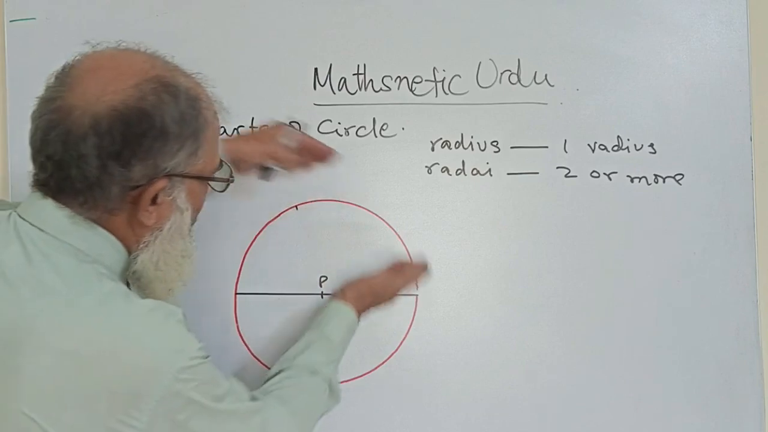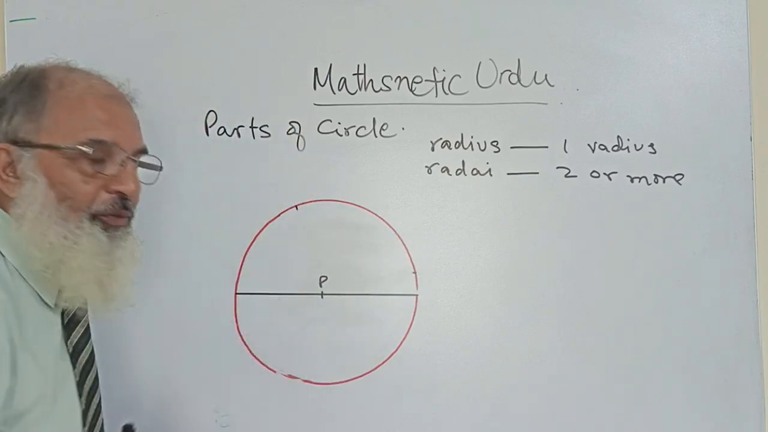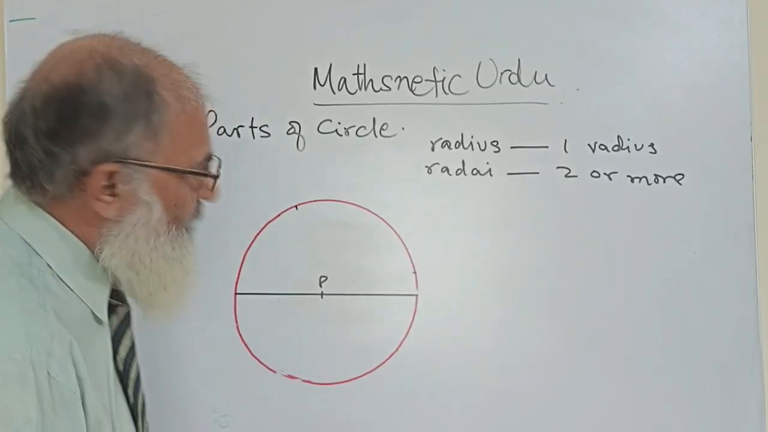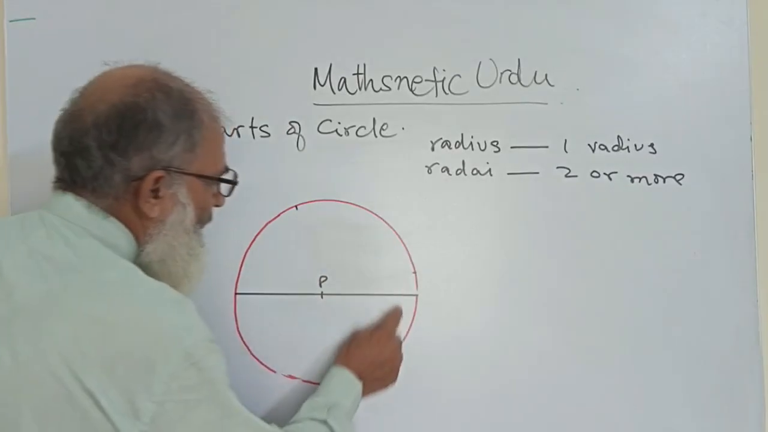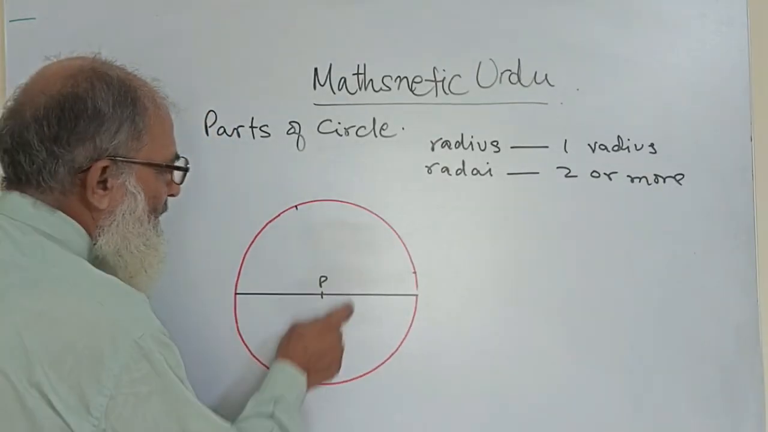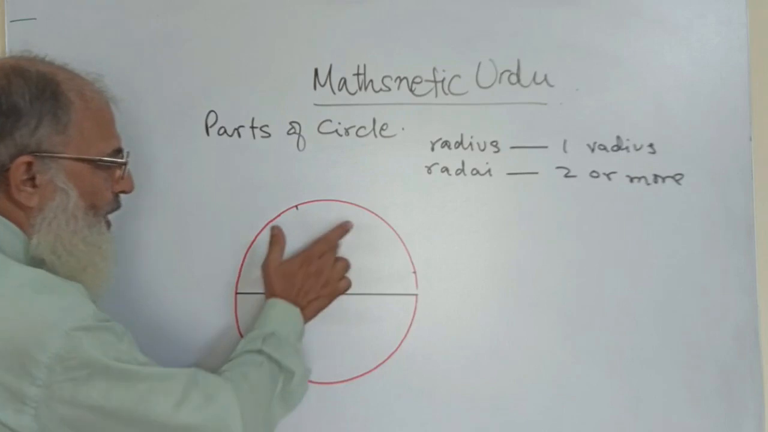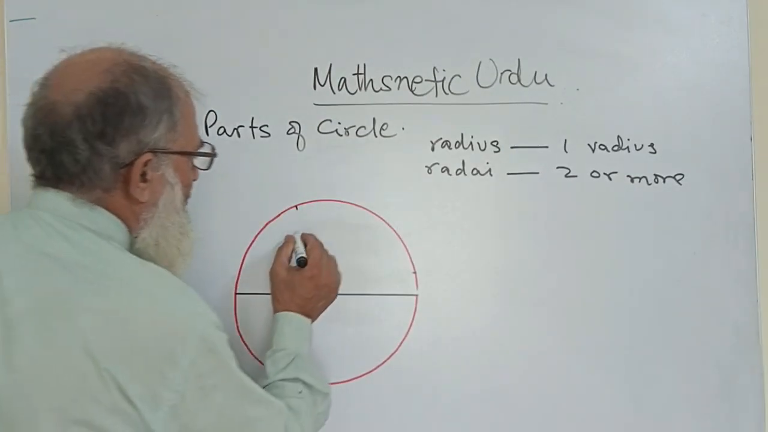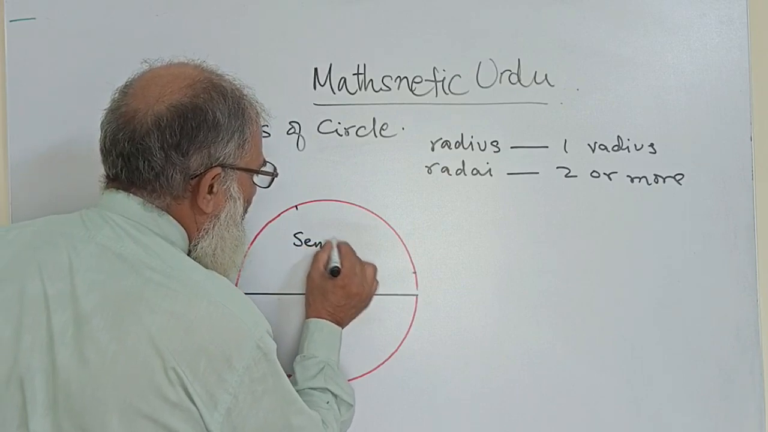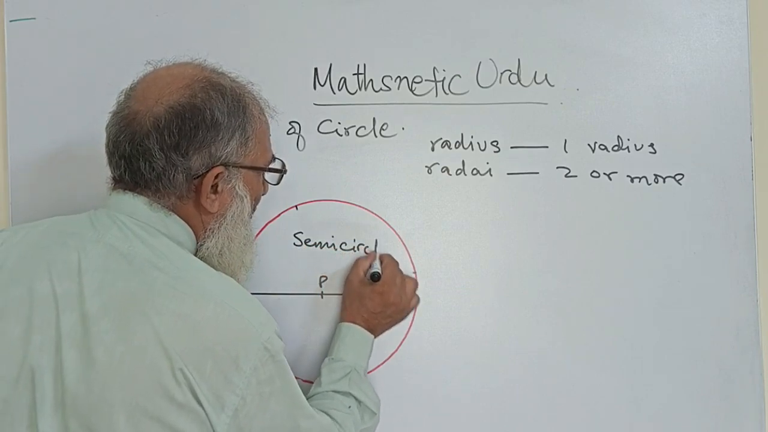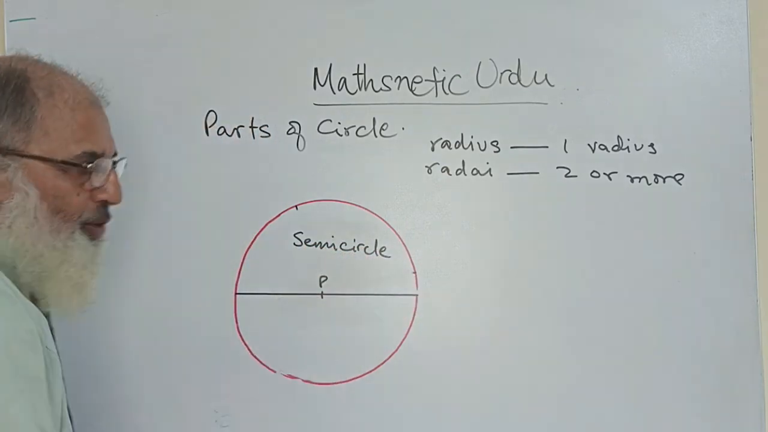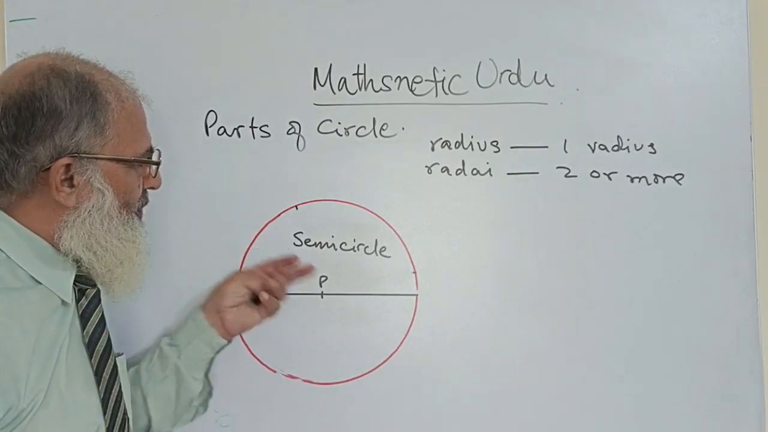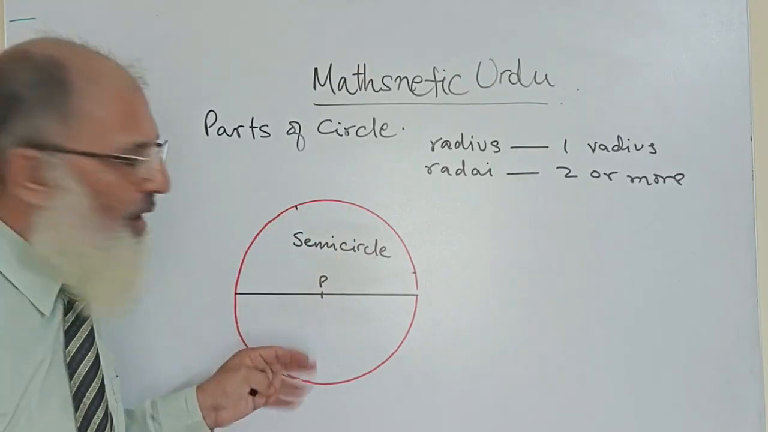Now this part is called, I have told you in the very beginning, that it will divide this circle into two equal parts. So this part will be called a semicircle. Semicircle. And similarly this one also will be called a semicircle. Now this is a semicircle. Semi means half.